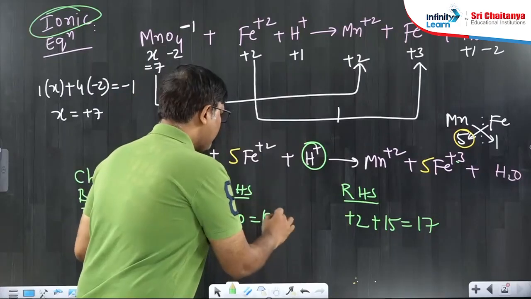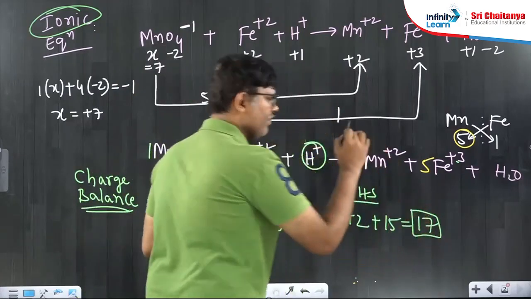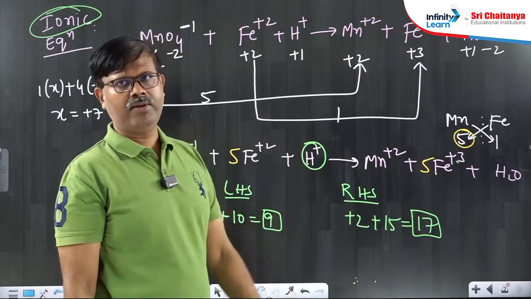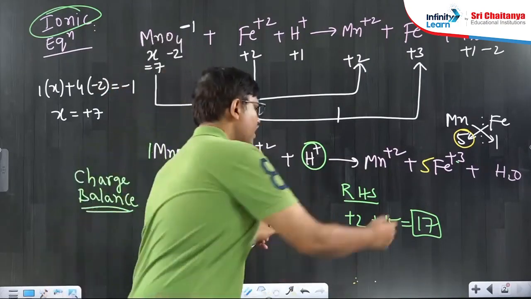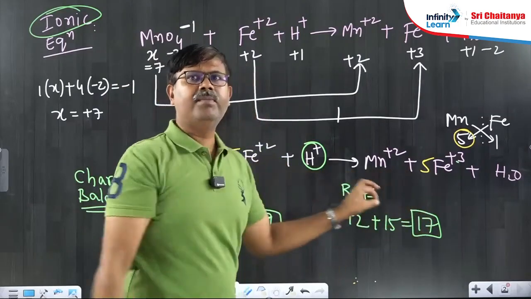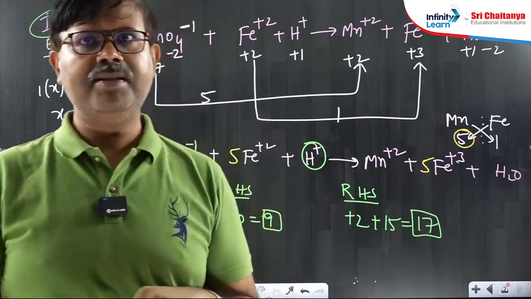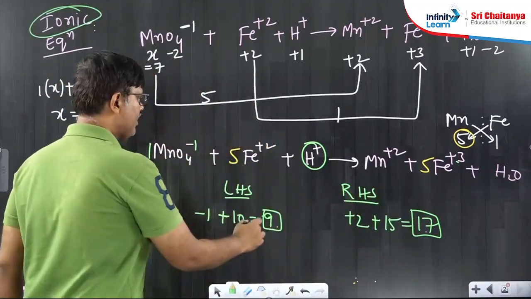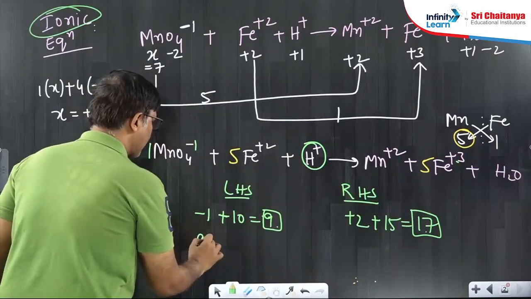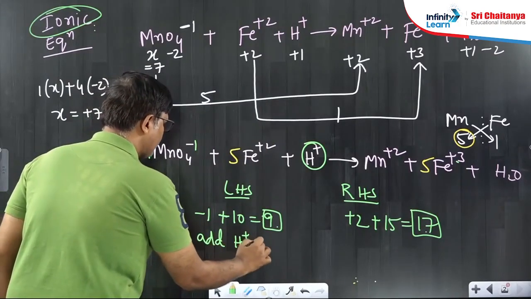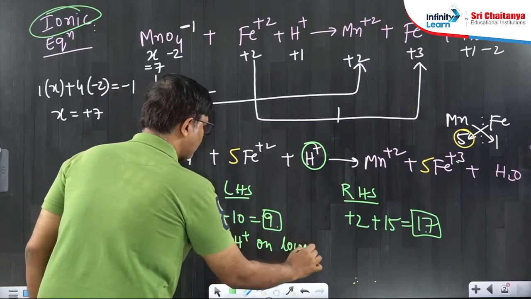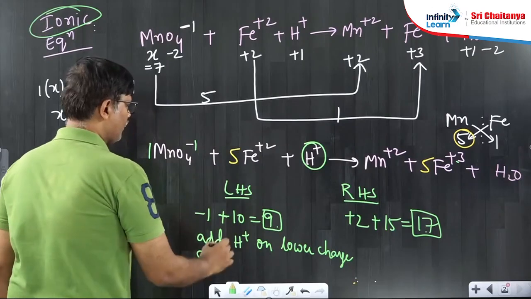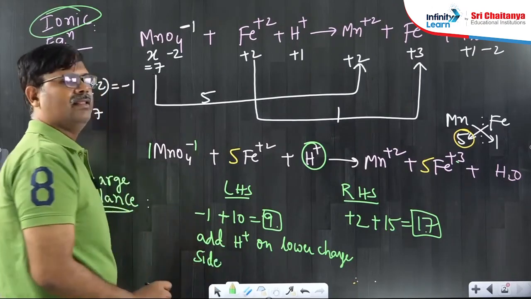Which is lower? Here 9 is there, here 17 is there. Which is the lower charge among these two? 9. So on this side we have to add H plus. How much do we have to add? Whatever the difference in charge is, that much we have to add, because we are achieving the charge balance. So what is the difference between 9 and 17? Add H plus on the lower charge side.